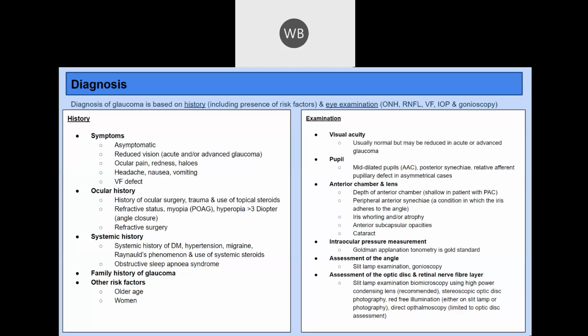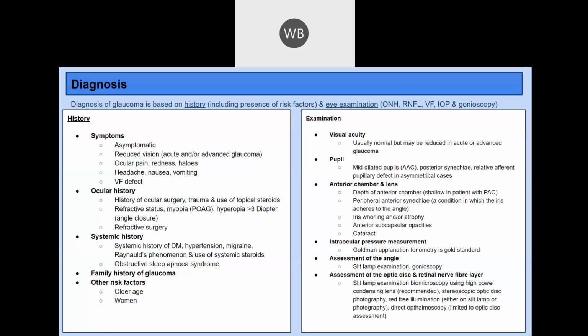For the assessment of the optic disc and retinal nerve fiber layer, we use slit lamp biomicroscopy using a high power condensing lens, or stereoscopic optic disc photography, or red-free illumination, or also direct ophthalmoscopy, in which in the optic disc we can see the laminar dot sign, the bayonet sign, and also the nasalization of the vessels.